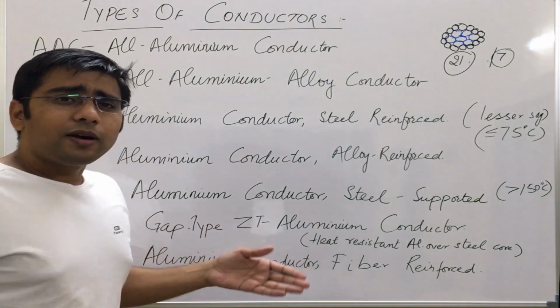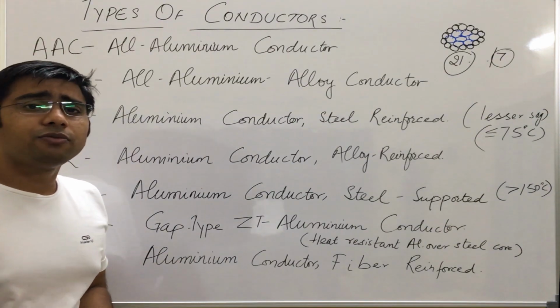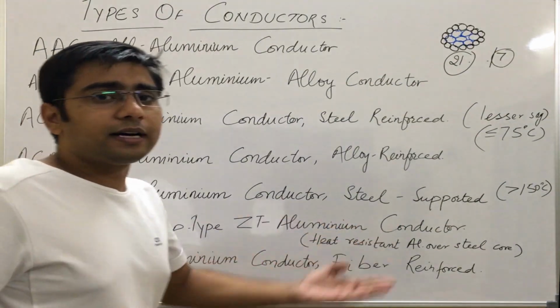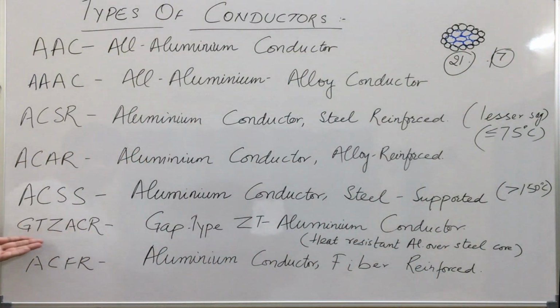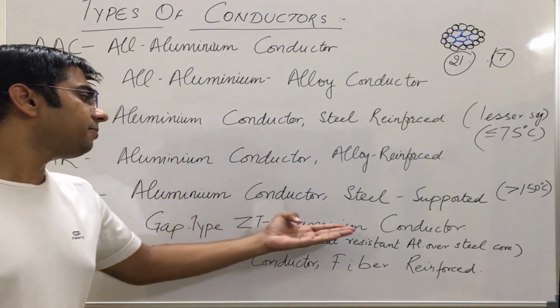Now research is already being done. It is a continuous process since we are trying to achieve higher voltage in transmission. So we try to get new types of conductors. The new one is like there is one conductor, GTZACR, meaning gap type ZT aluminum conductor.